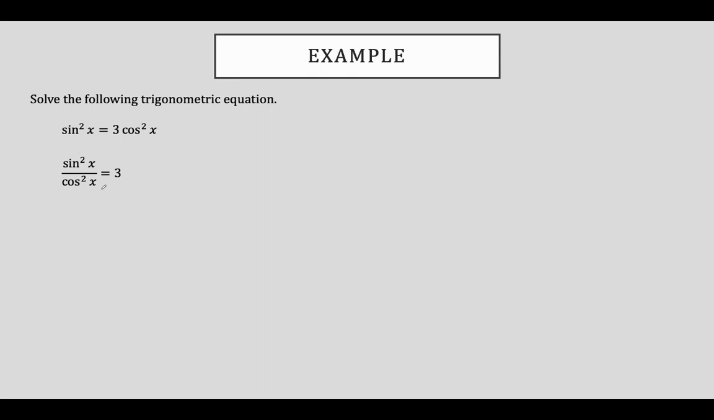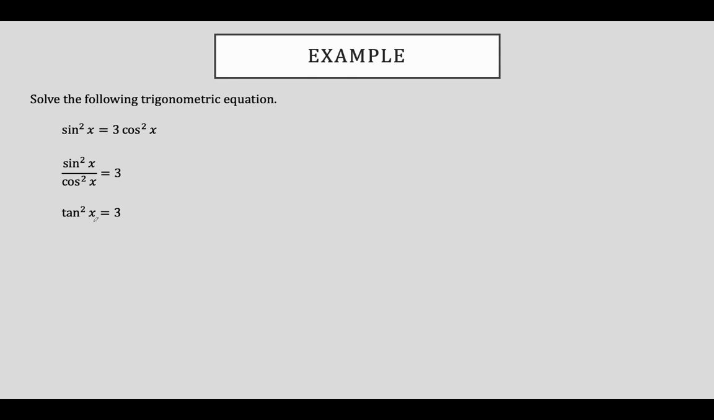Now, the combination of sine squared x divided by cosine squared x can be rewritten using our quotient identity for tangent. This is tangent squared x is equal to 3, and now we have our equation written in terms of a single trigonometric function. From here, we can now begin to isolate our trig function, tangent of x.